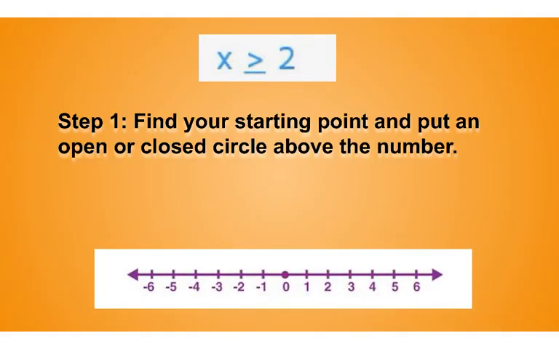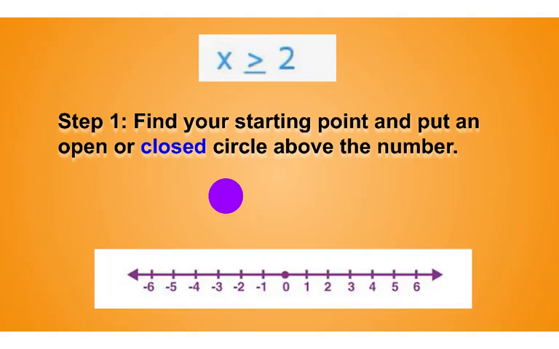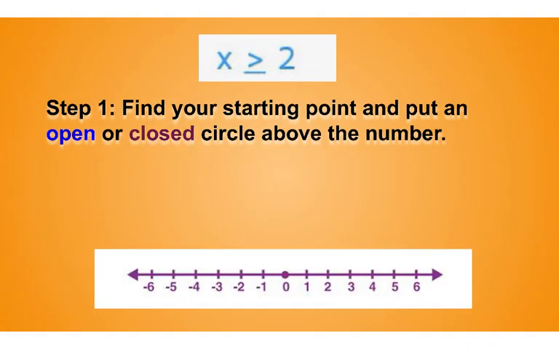Well, the first thing you want to do is find your starting point and put an open or a closed circle above the number. Now, you're going to use an open circle when the inequality sign is less than or greater than. You will use a closed circle when the inequality sign is greater than or equal to or less than or equal to. In this case, we have a greater than or equal to sign, so we're going to use a closed circle. And we'll put that right on the 2.